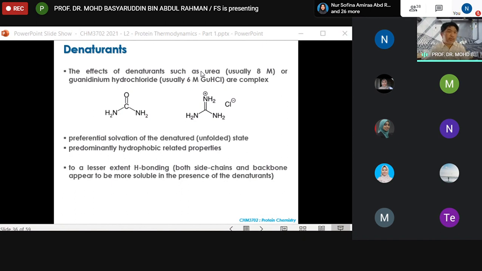Among denaturing agents, the interesting ones are those that affect the secondary and tertiary structure without affecting the primary structure. So these are the kinds of denaturing agents that are normally selected, because if you use acid or alkali, it will disrupt the primary structure as well. So again, they only affect the secondary and tertiary structure, but not the primary structure.